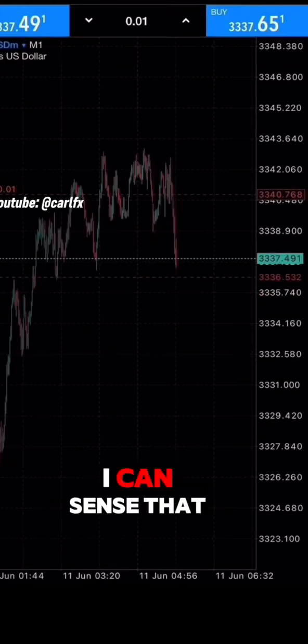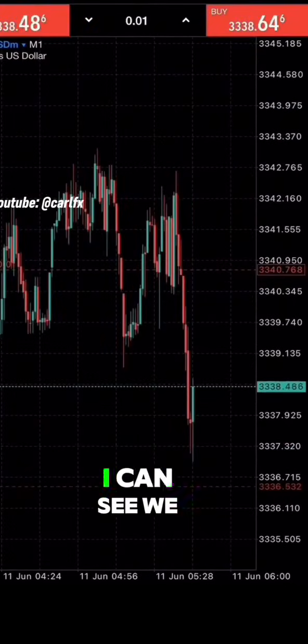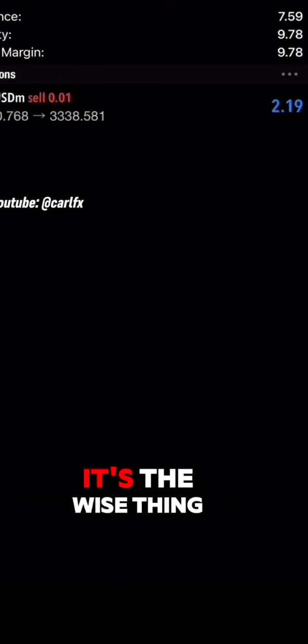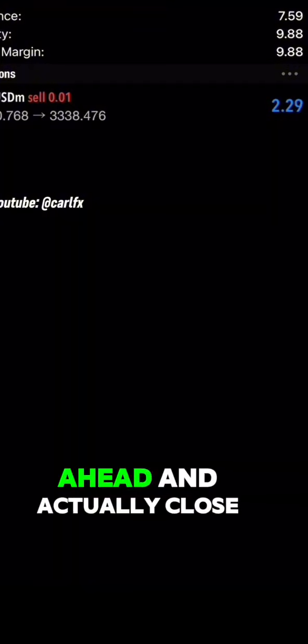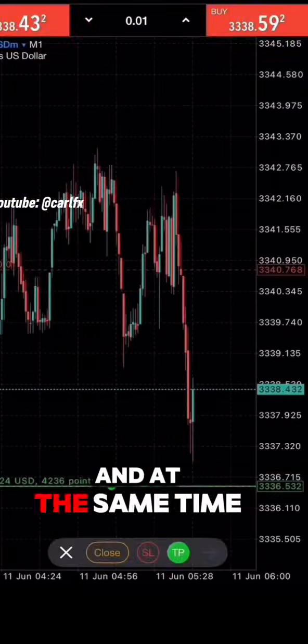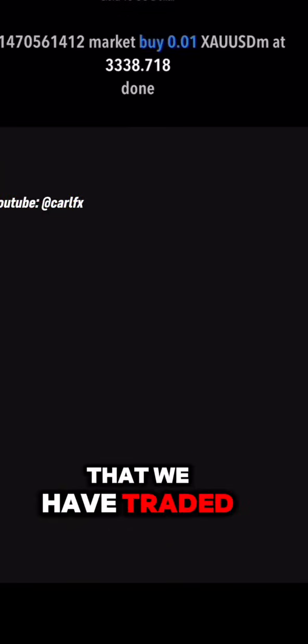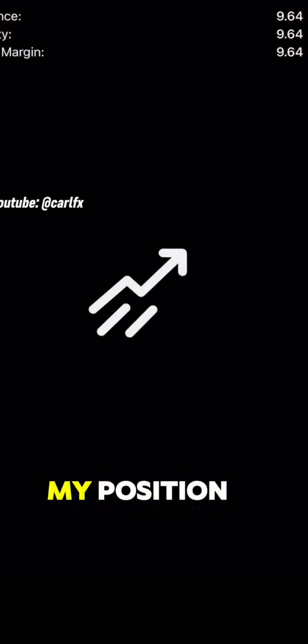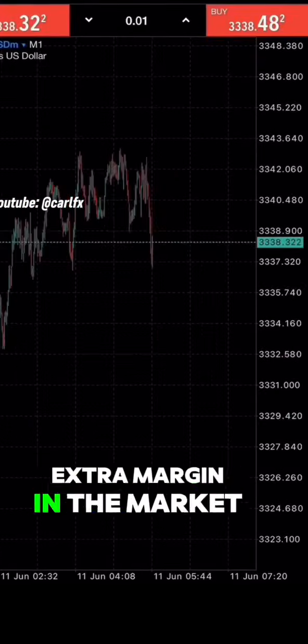Right now I can sense that we have a retracement coming. I can see we have a retracement coming. The wise thing to do right now is to just go ahead and close my position. At the same time, I can already see that we've traded into a fair value gap, so I close my position so that I have extra margin in the market.